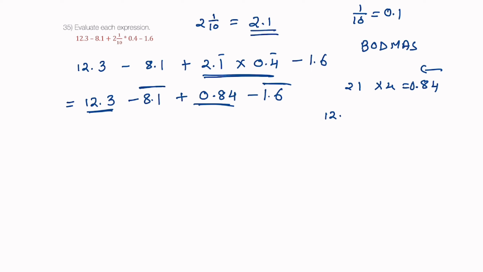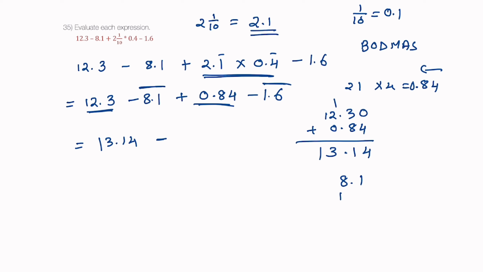12.3 plus 0.84. This can be written like that. So that's 4, 1, 1 here, 3, 1. That's 13.14 minus, now the negatives, let's add them. It's 8.1 and 1.6. This is 7 and that's 9. 9.7, which is equal to, let's do the subtraction now.